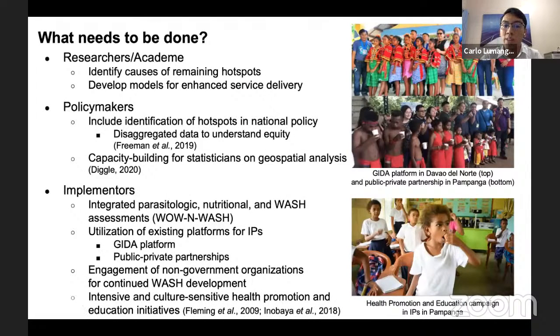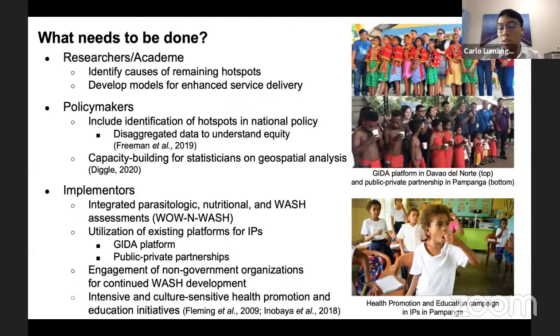Our studies were able to identify points of action and the respective roles of various sectors. For research and the academe, focus must be given to identifying causes of remaining pockets of high endemicity, as well as development of models for enhancement of service delivery. Policymakers should include identification of hotspots in the national policy, as well as disaggregation of data to better understand equity in at-risk groups, to identify gaps in service delivery, who are left behind, and why they are left behind.